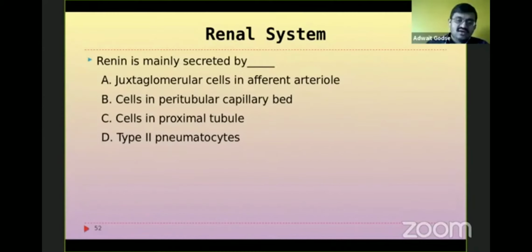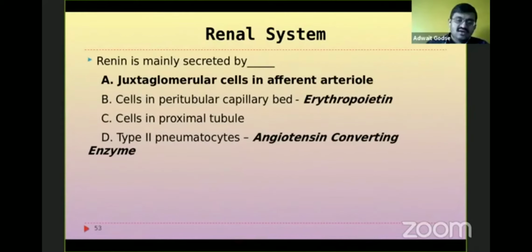Renin is mainly secreted by juxtaglomerular cells of the afferent arteriole. Renin is also secreted by Lacis cells, which are also a component of the juxtaglomerular apparatus. We'll talk more about it in a while. Cells of the peritubular capillary bed are responsible for secretion of erythropoietin. 85% of erythropoietin is secreted by the kidney, 15% by the liver. Type 2 pneumocytes we have already seen.